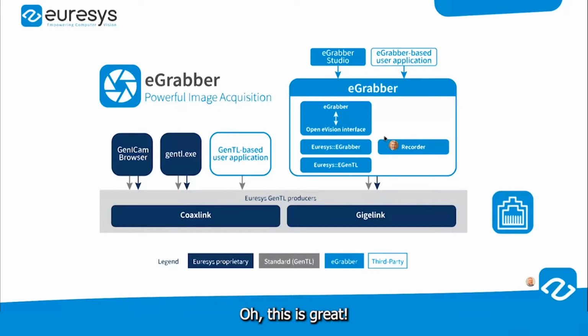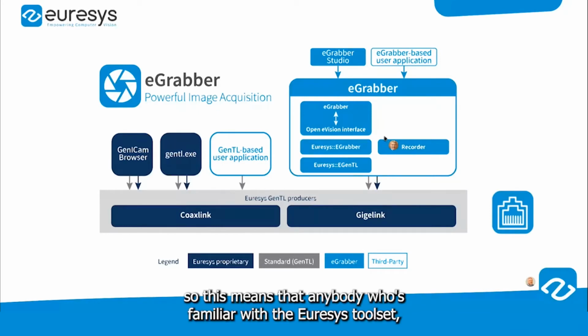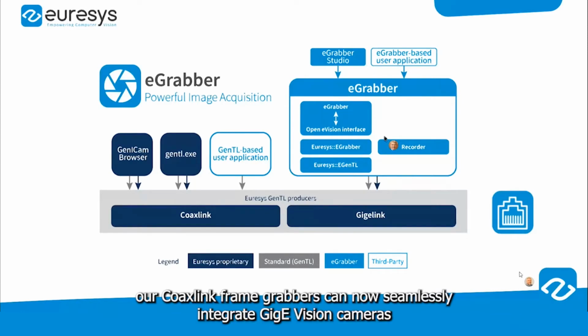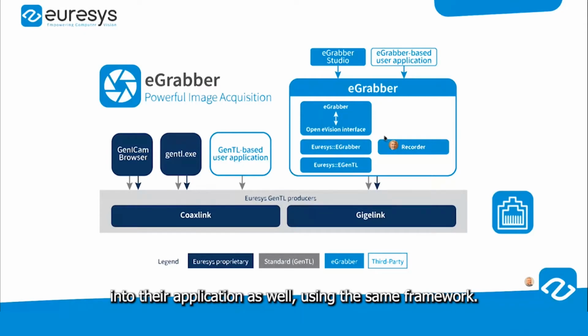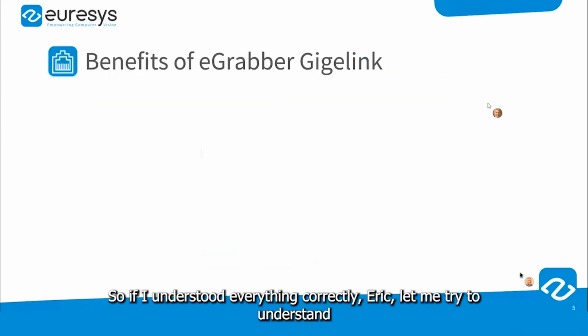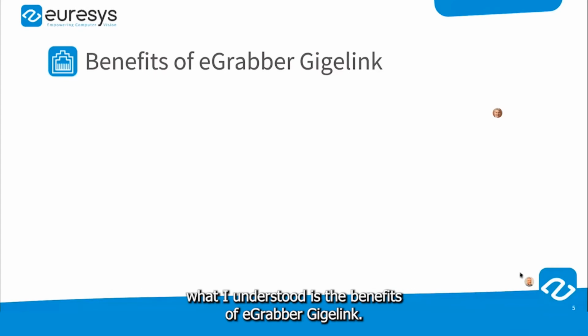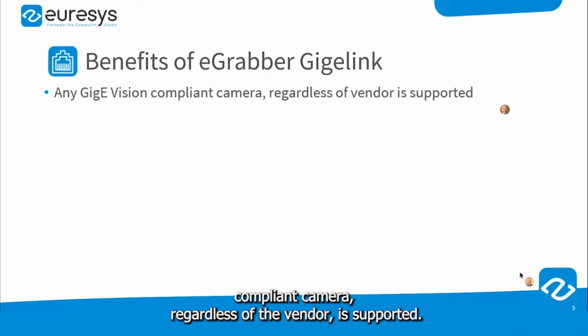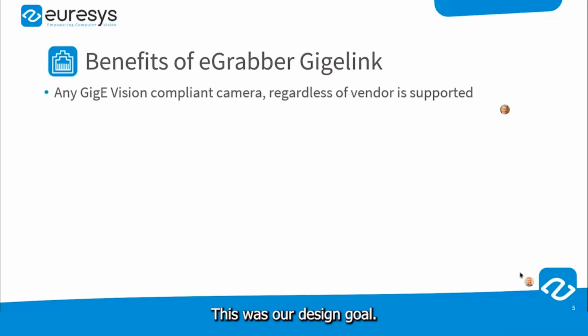This is great. So this means that anybody who's familiar with the Euresys tool set, our CoaXLink frame grabbers, can now seamlessly integrate GigE Vision cameras into their application as well, using the same framework. So if I understood everything correctly, Eric, let me try to summarize the benefits of eGrabber Gigelink. First is, as mentioned, any GigE Vision compliant camera, regardless of the vendor, is supported. Yes, this is correct. This was our design goal.